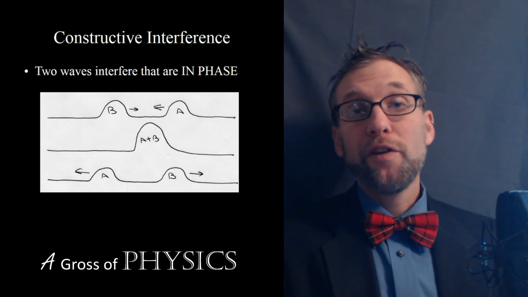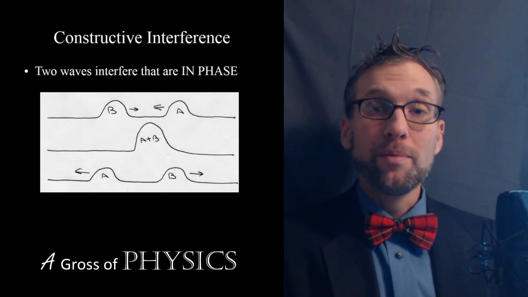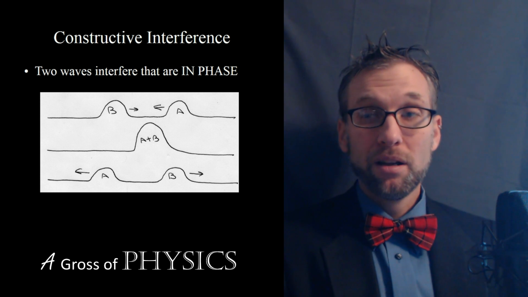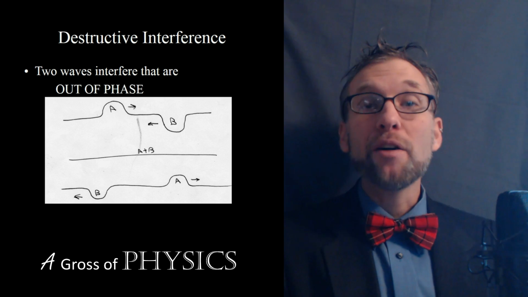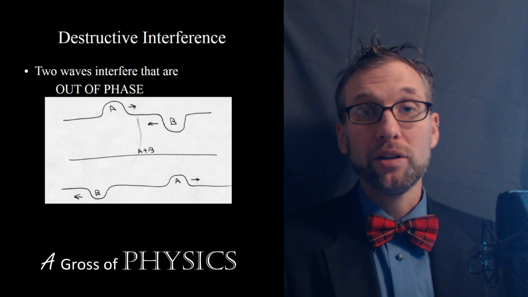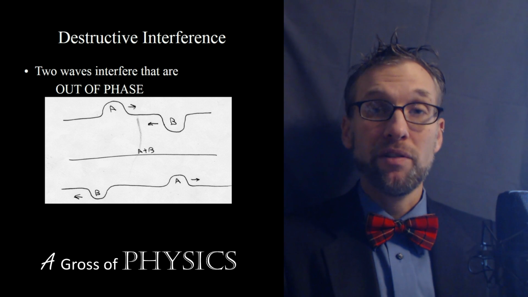When we have constructive interference, we consider the particles or the waves to be in phase with one another. When they're in phase, they're going to combine positively. Now, if they're out of phase, we have a crest and a trough trying to pull on a single particle. We're going to call that destructive interference.